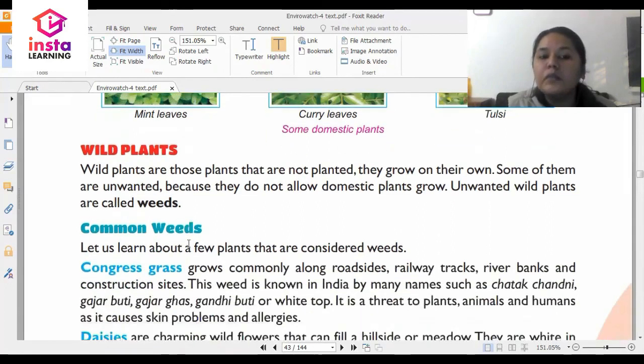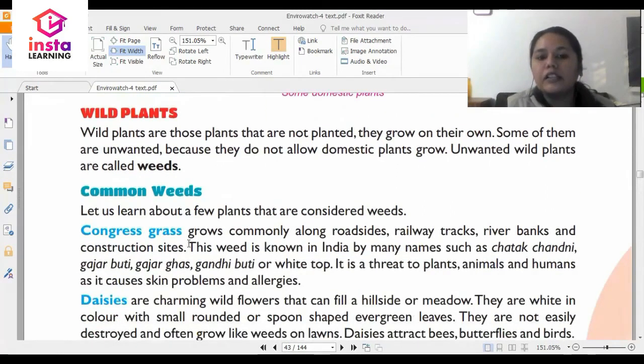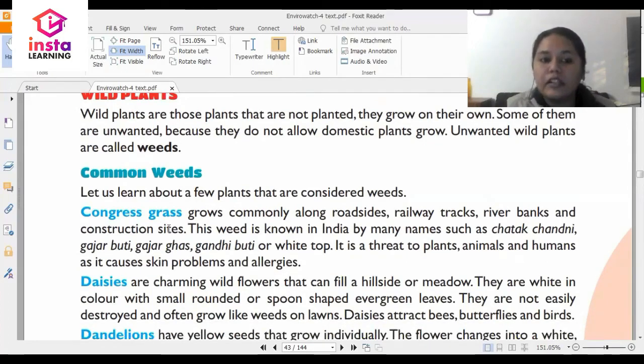So what are the common weeds? The first is the Congress grass. It generally grows along the roadside, railway tracks, construction sites, etc. The weed is known in India by names such as Chatak Chandni, Gajar Buti, Gajar Ghas, or white top. It is a threat to plants. That means this Congress grass puts the other plants into danger. And not just the plants, but animals and humans, because it can cause allergies on your skin.